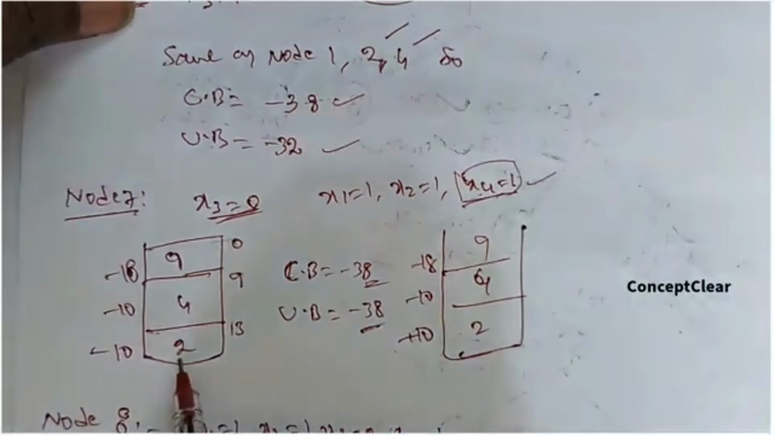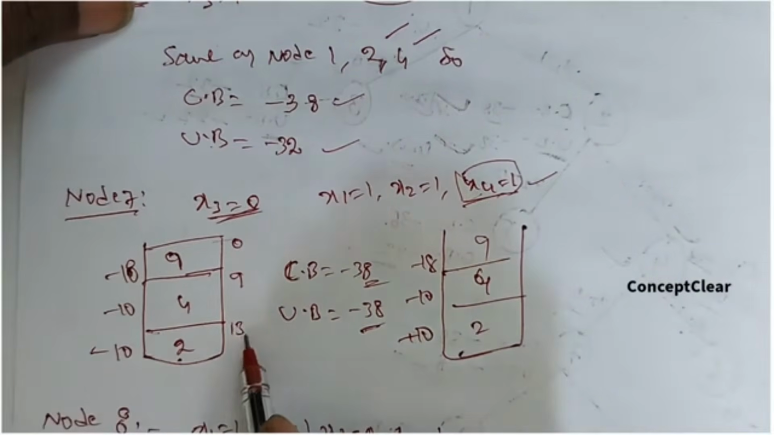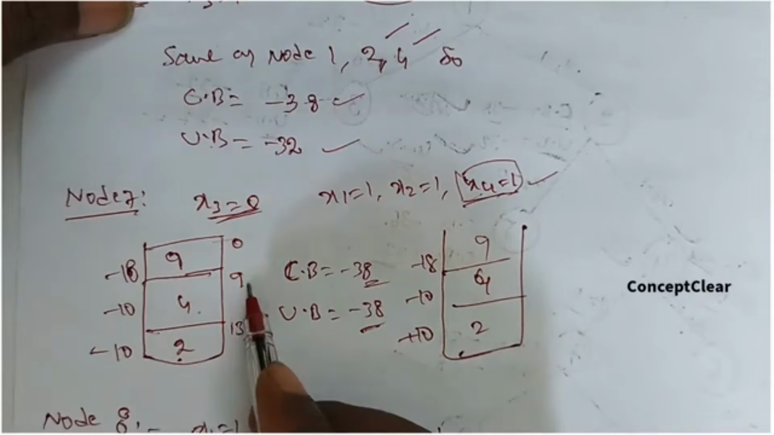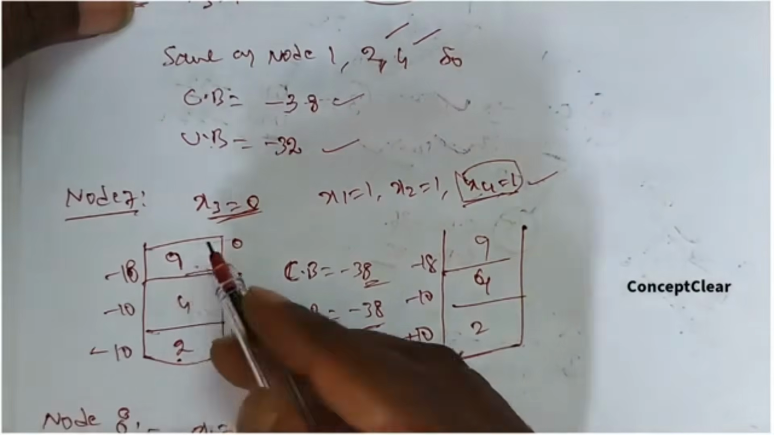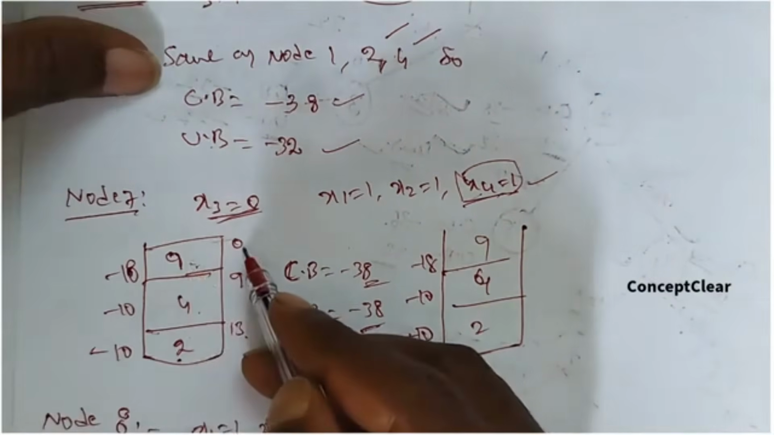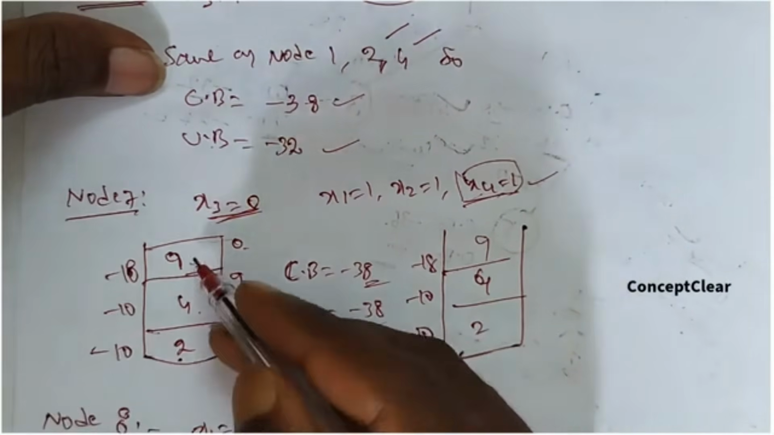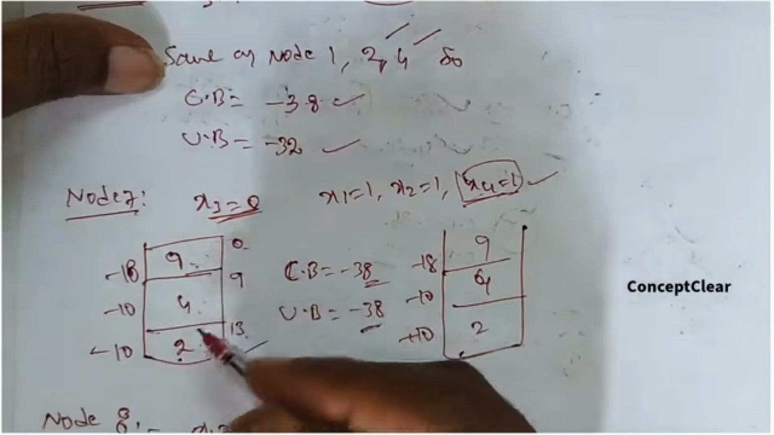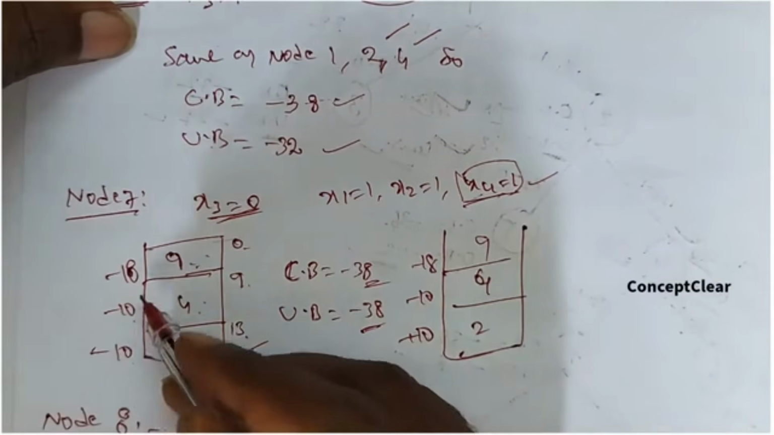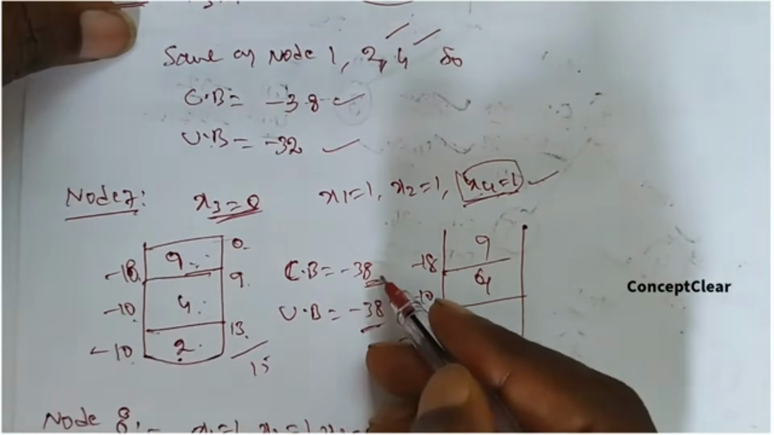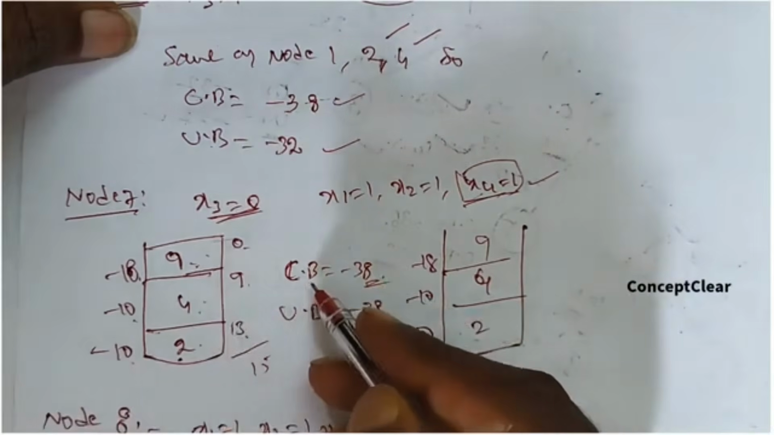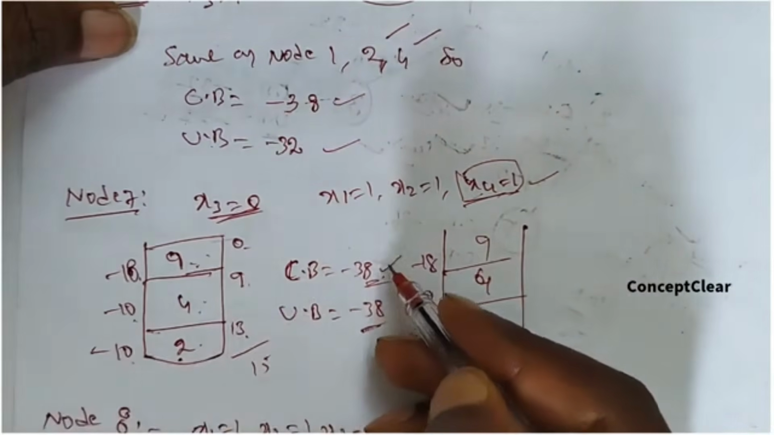So the first object is placed with weight 2, remaining 13. Second object placed with 4, the remaining 9, and the fourth object weight is 9. So the remaining weight becomes 0. Our total capacity is 15, and we filled objects 1, 2, 4. So what is the total cost here? 10, 10, minus 18. Total cost is minus 38. The lower bound value is minus 38.